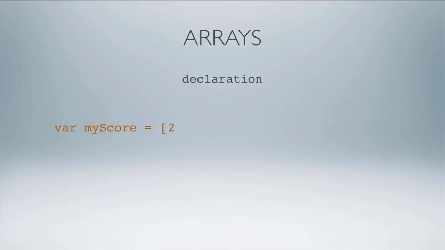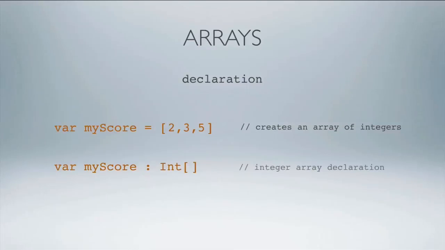There are several ways to declare an array. The easiest way is to assign its values, and Swift will infer the right type. In this case, we create an array called MyScore that will hold the integers 2, 3, and 5. In case we just need to declare an array without initializing its content, we can write var MyScore: [Int], with square brackets to tell that it's not a single integer but an array of integers.